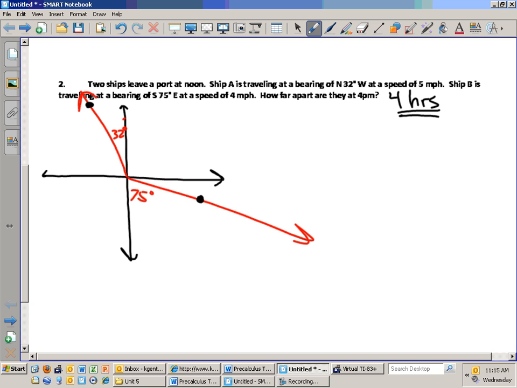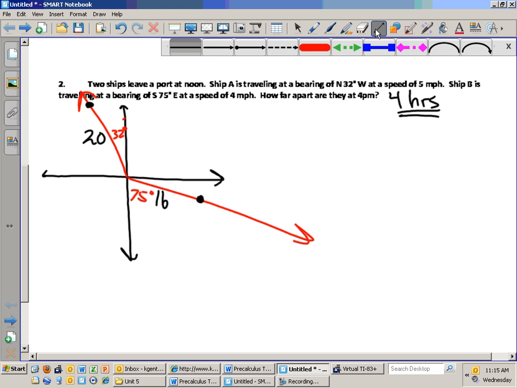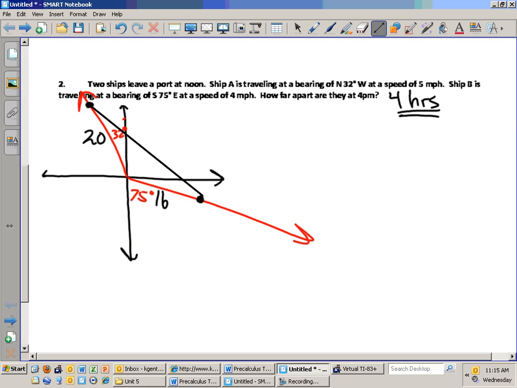So if ship A has been traveling at 5 miles an hour, how many miles has it gone? 20. And if ship B is traveling at 4 miles an hour, how many miles has it traveled? 16. Hey, I've got 2 legs here. Now I am going to draw this piece in my perfectly straight line. And I end up with a triangle.